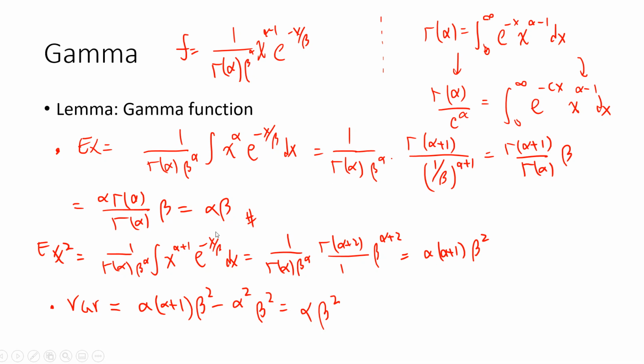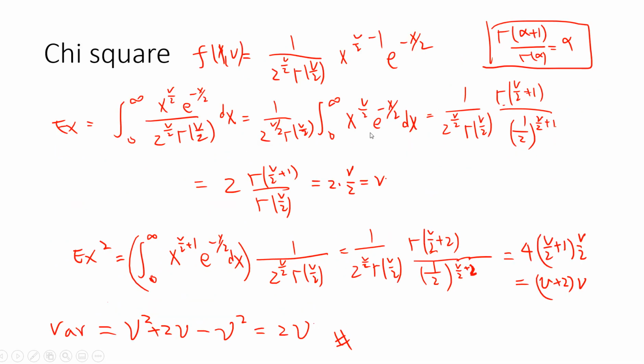So remember that gamma of alpha plus 1 is alpha times gamma of alpha, right? You can view gamma of alpha plus 1 as just alpha factorial. So your variance will be alpha beta squared, because you use alpha plus 1 beta squared minus alpha squared beta squared. The first term cancelled, and the rest is this. And the chi-square derivation also uses the gamma function.